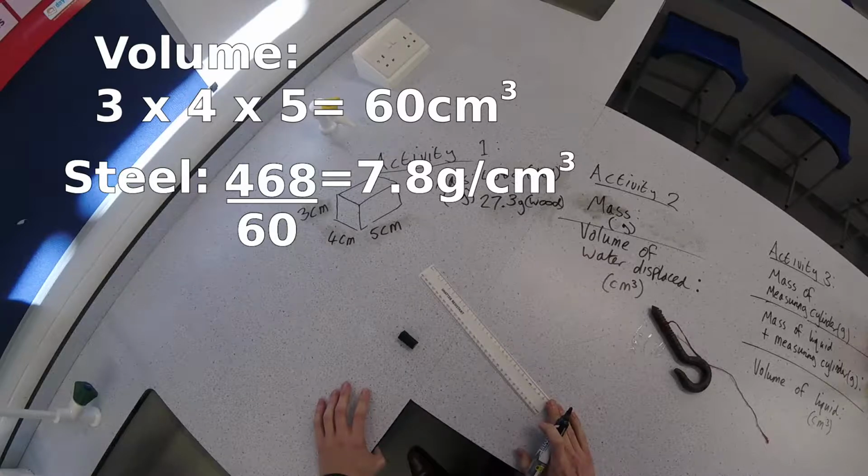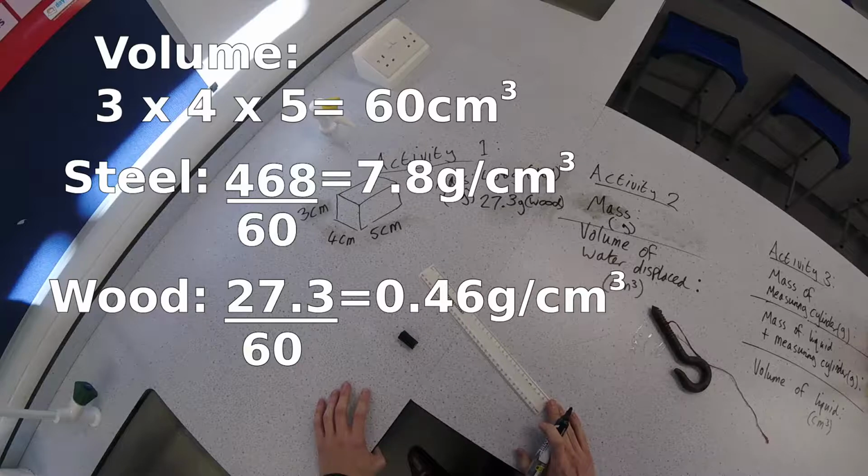I'm going to do the same thing for the wood. I'm going to take the mass of the wood, which was 27.3 grams, and divide that by the volume 60. I get 0.46 grams per centimeter cubed.